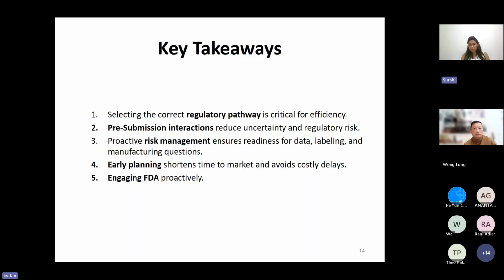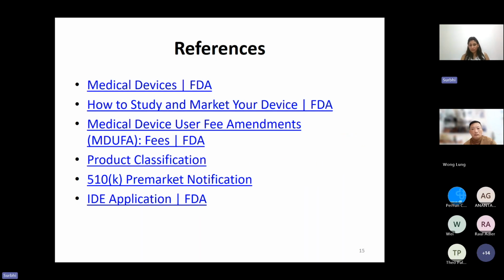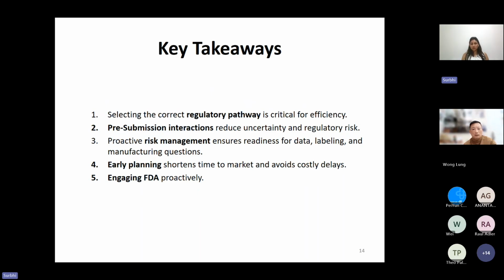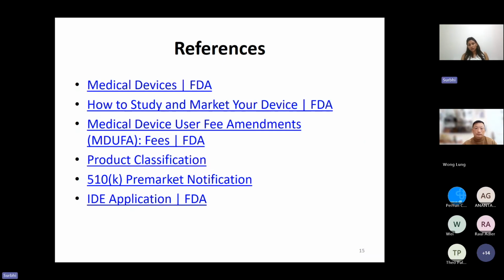Try to have pre-submission interactions with the US FDA. Do proactive risk management. Do early planning so that you shorten the time to market and avoid costly delays. And always engage FDA proactively. If you want to succeed with US FDA, please engage them at every single step so as to avoid shocks at a later stage. These are some of the references which you can go and research more about.